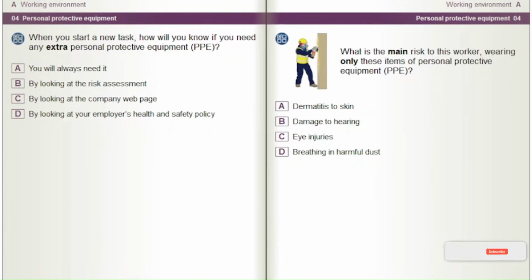What is the main risk to this worker wearing only these items of personal protective equipment, PPE? Dermatitis to skin. Damage to hearing. Eye injuries. Breathing in harmful dust.